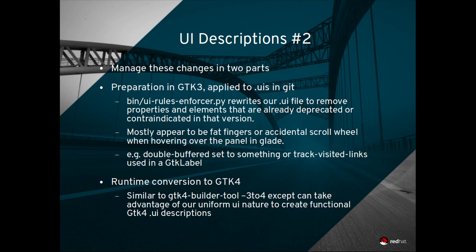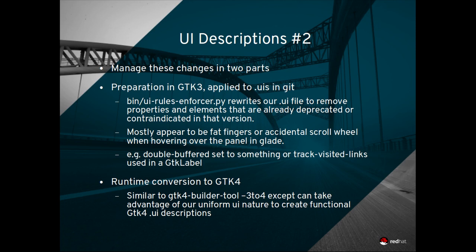So this script, the bin UI rules enforcer, rewrites our user interface files to remove properties and elements that have been deprecated or contraindicated already in GTK3. For the most part, the properties appear to be accidental. Maybe somebody fat-fingered something or accidentally used the scroll wheel while hovering over the panel in Glade, so you get cases where the double buffered property is set to something which we never want to do. Or perhaps a track visited links property has been toggled on in a GTK label, mostly meaningless accidental changes. That's the static part of things.